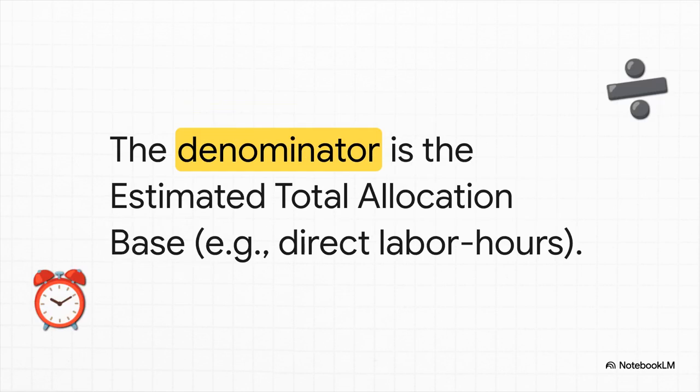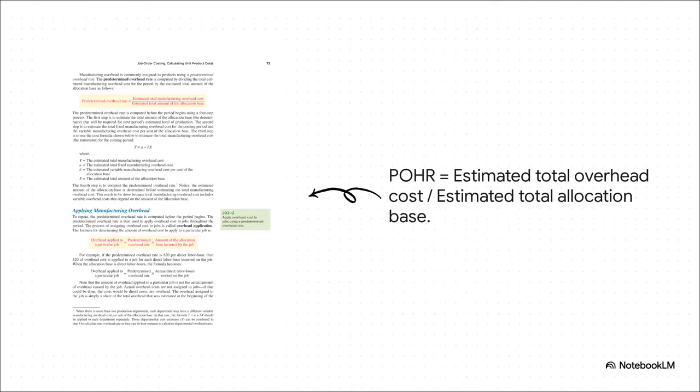They have to estimate the total activity that actually drives all those costs. A super common choice here, our allocation base, is direct labor hours. So they'll estimate how many total hours their production crew is going to work for the entire year. And when you put those two estimates together, bam, you get this absolute gem of a formula. Seriously, this is your new best friend for the LLCPA. Estimated total overhead cost divided by estimated total allocation base. Screenshot this, write it down, burn it into your brain.